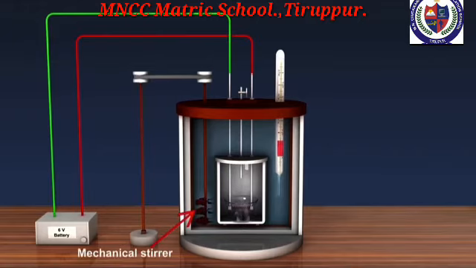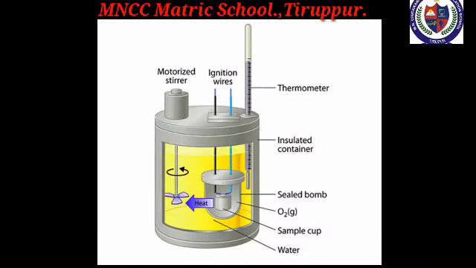The mechanical stirrer is used to maintain a uniform temperature of the water. The amount of temperature rise in the water is noted using the thermometer. With the help of this device, we can measure the heat capacity of the liquid in the container.